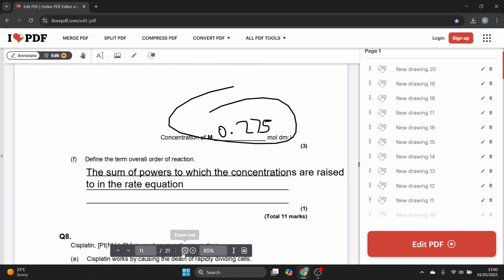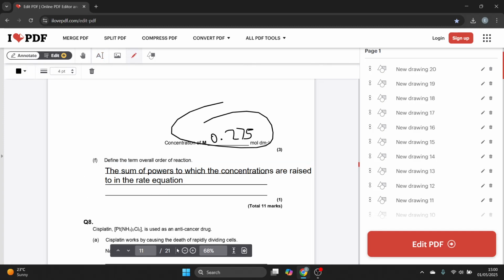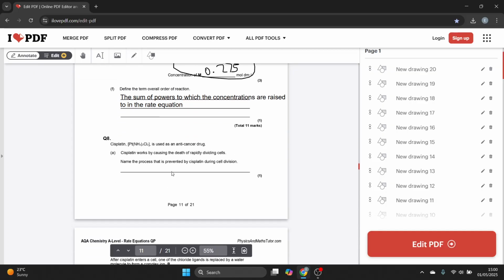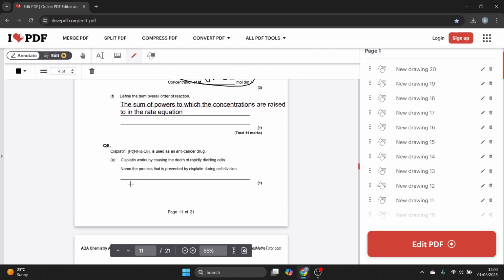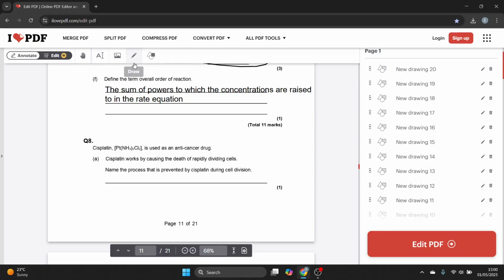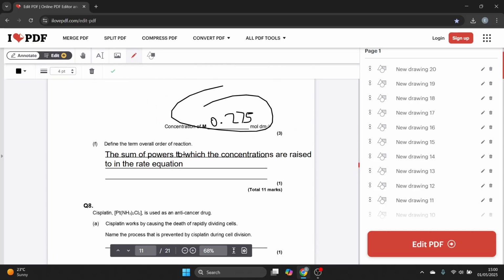Now you could try and not learn these definitions and then hope in the exam it doesn't come up. But if it does, then who can you blame? You can't blame anybody else except for yourself. Sum of powers to which concentration is raised to in the rate equation. But you still have plenty of time. You have a full month, a full 30 days, at least a full 30 days to chemistry paper 1, so that's fine.